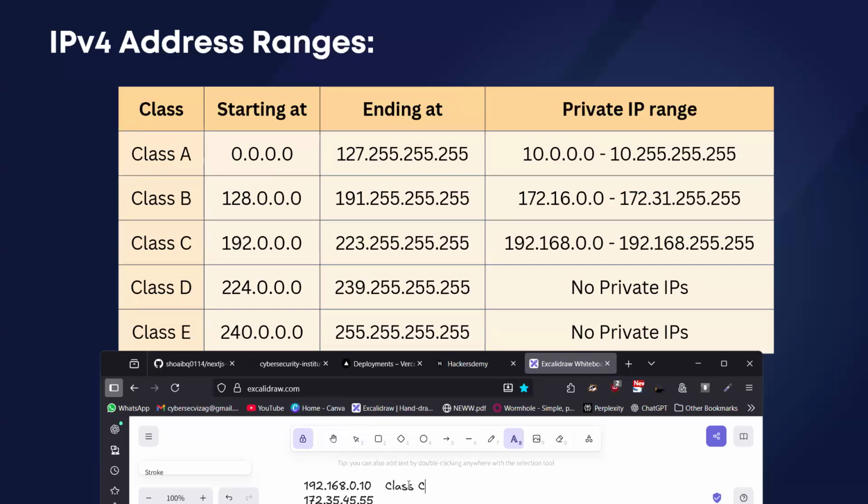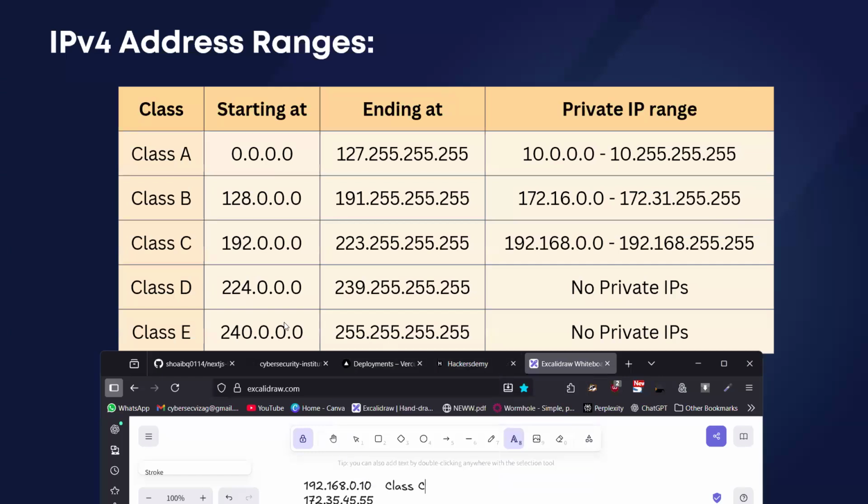Once you know that this is class C, you would look at this range. For an IP to be a private IP in class C, the first octet should be 192, the second octet should be 168, and the remaining two octets can be anything from 0 to 255. For class A, the first octet should be 10, and the remaining three octets can be anything from 0 to 255. For class B, the first octet should be 172, the second octet should be between 16 and 31, and the remaining two octets can be anything from 0 to 255.